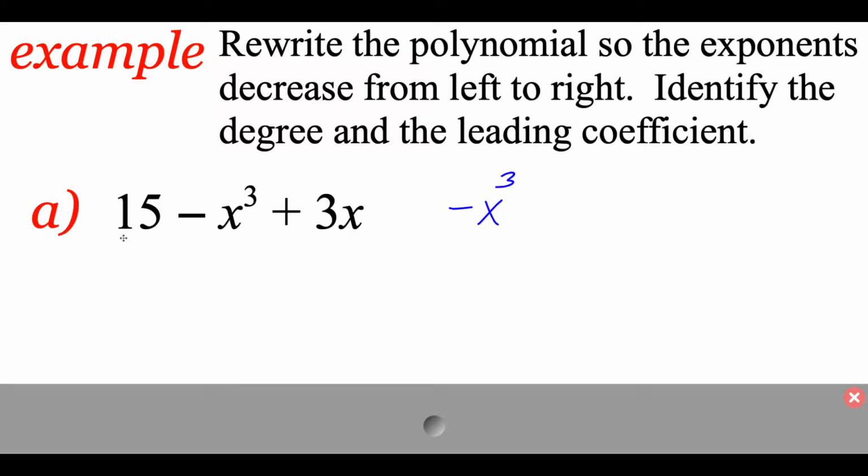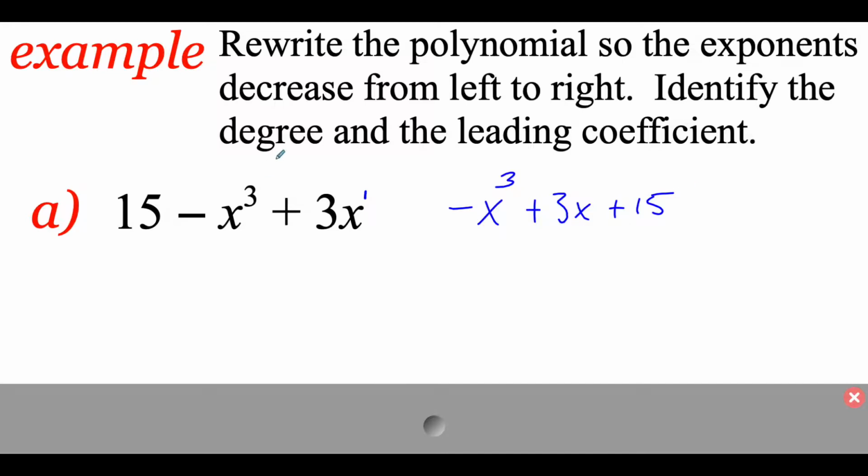Now as we look at those other pieces, that 15 doesn't have a variable on it, but the 3x does. Now that x itself doesn't have a power on it, which means a first power, so that would be the next lowest power as far as our variables go. It's a plus 3x, so I go plus 3x. And then that 15 is the only thing that we have left. That's our constant term. It's a positive 15, so I'm going to put plus 15 on the end. So we took that polynomial and rearranged it in power descending order.